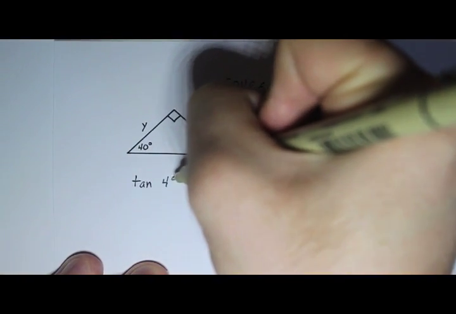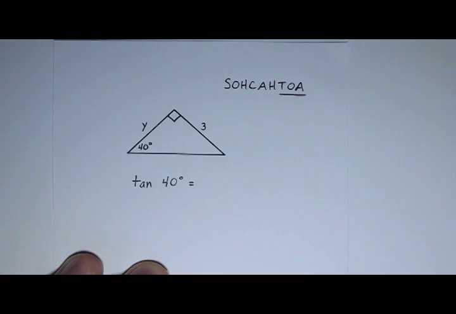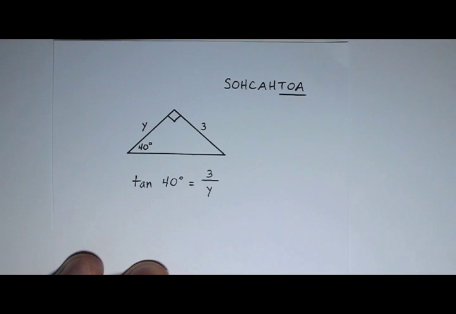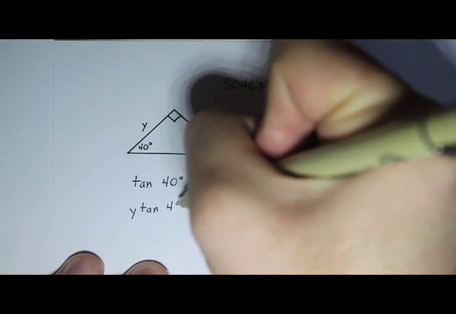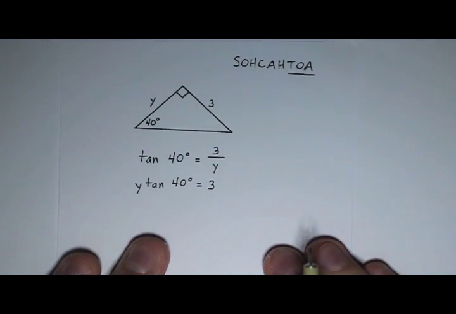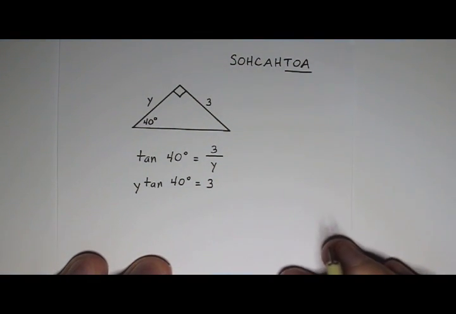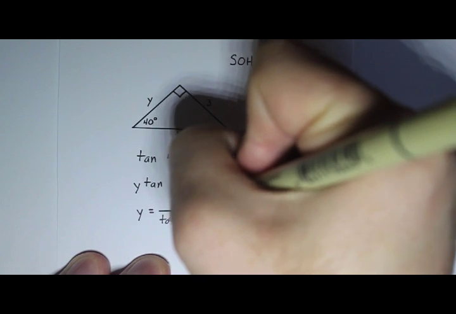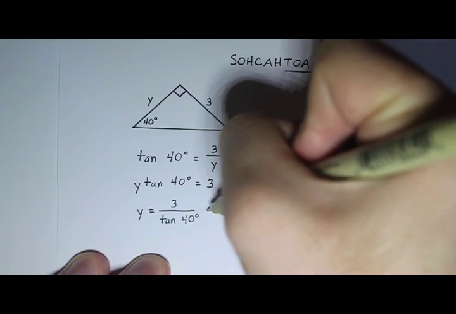Okay, so the tangent of 40 degrees is, and it's opposite over adjacent, so that's 3 divided by y. Okay, so I can multiply both sides by y, and I get y times the tangent of 40 degrees equals 3. And then I can divide both sides by the tangent of 40 to get y by itself. So y is 3 divided by the tangent of 40 degrees.